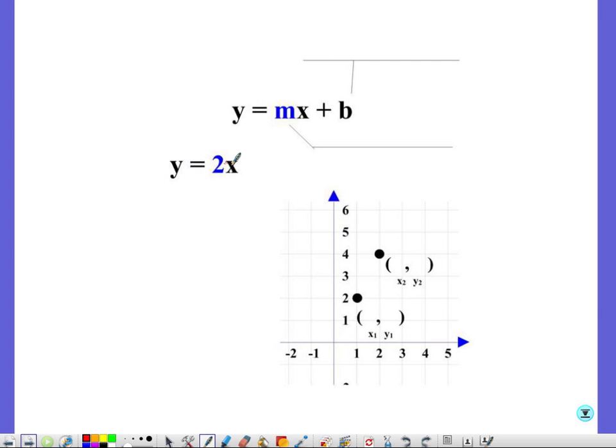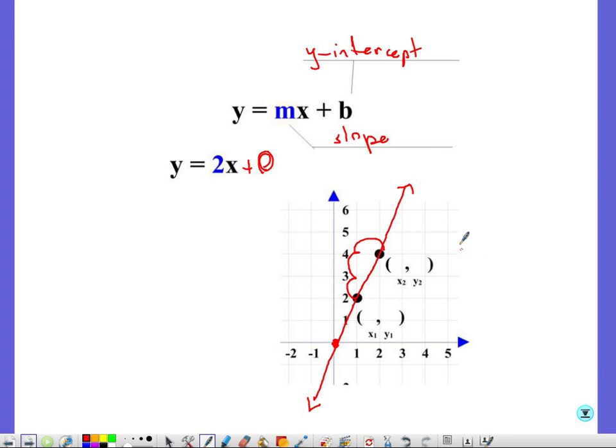Now, when we have it as y equals 2x, it's in the form of y equals mx plus b, where m again is the slope and b is the y-intercept. So you can see that the slope is again rise over run, where we rise 2 and run over 1. And the y-intercept, when you take a look at the graph, tells you where it intersects the y-axis. So in this case, our y-intercept is plus 0, and you can see that it intersects the y-axis at y equals 0.